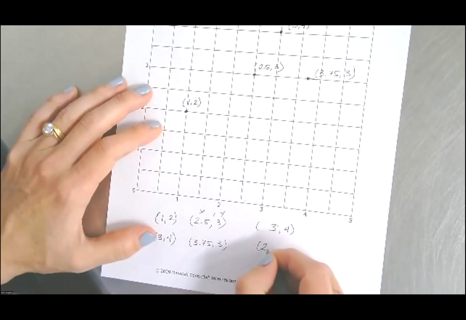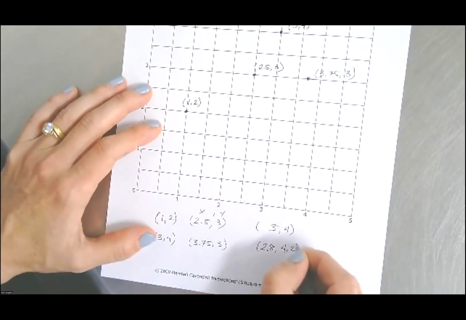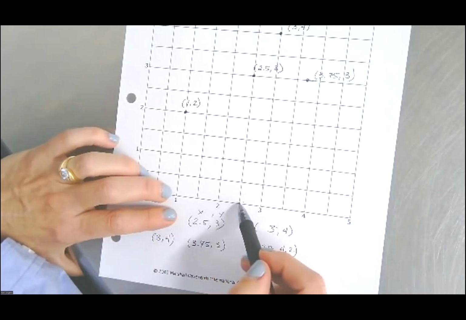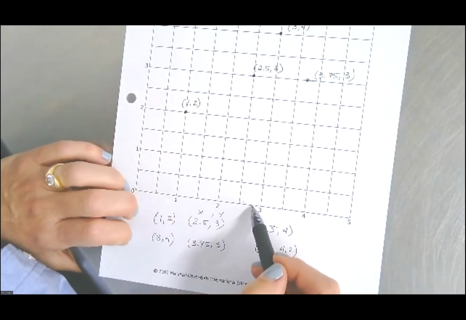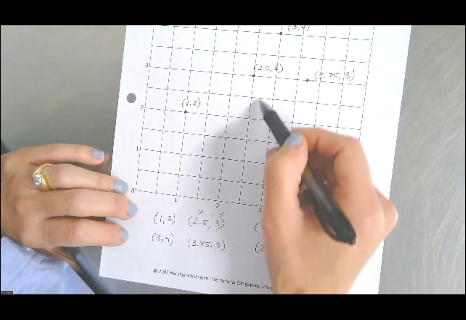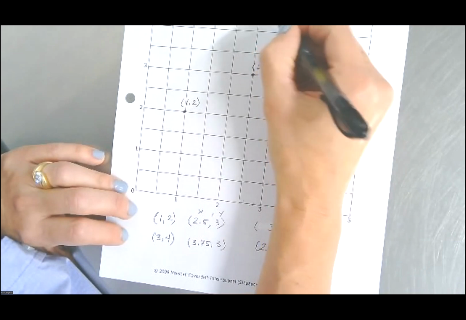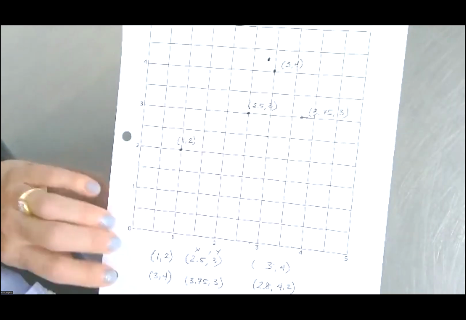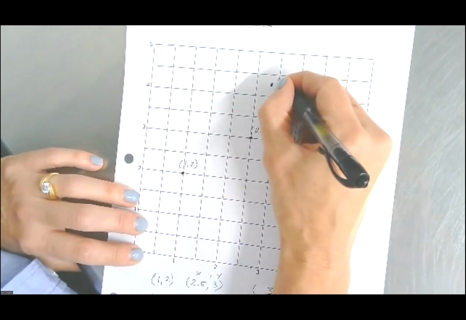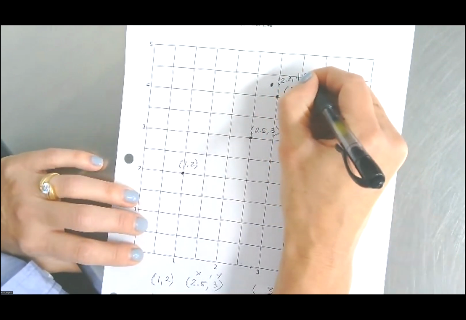All right, Carter. Okay, 2.8 and 4.2. Here we go, 2.8, here's 2.5, here's 2.75, so I guess right about here. 4.2. Wait, should be right about there. Ish. That's weird. Yeah, it's kind of in the center.